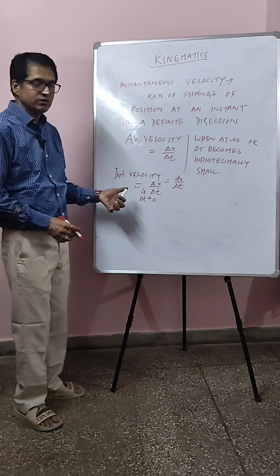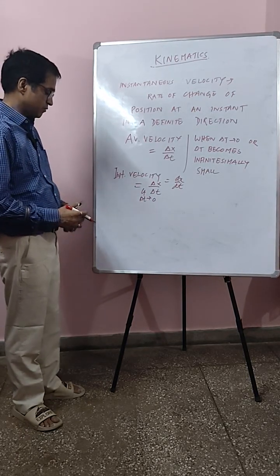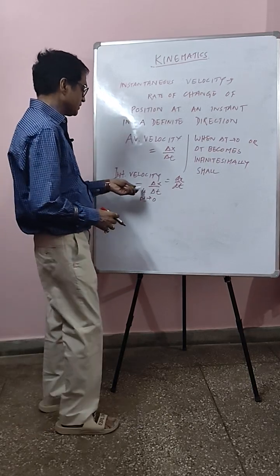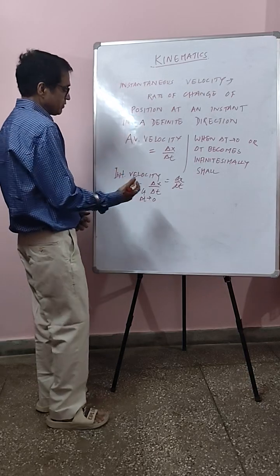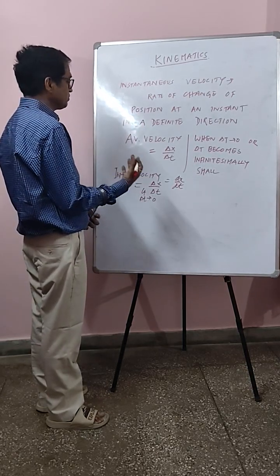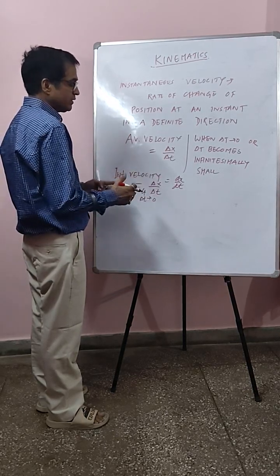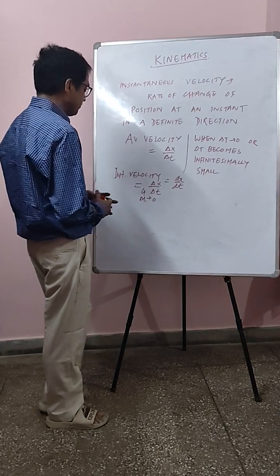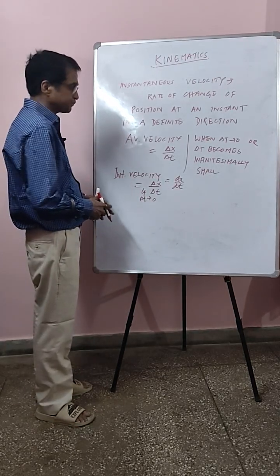That is the first derivative of the position graph. This is instantaneous velocity. We define average velocity, which is rate of change of position over a given time interval, and then we make that time interval infinitely small, and that becomes instantaneous velocity.